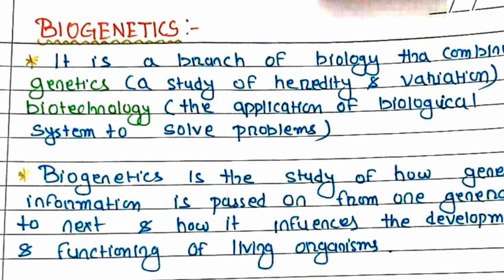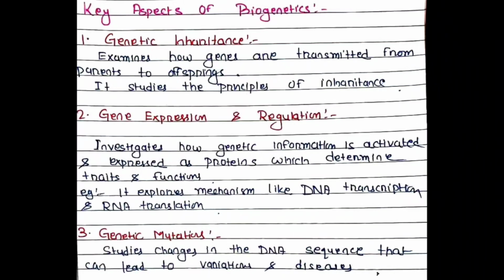And biogenetics is the study of how genetic information is passed on from one generation to the next generation, and how it influences the development and functioning of a living organism. So biogenetics gives the idea about the development and the functioning of a living organism. Then we will discuss some key aspects of biogenetics.